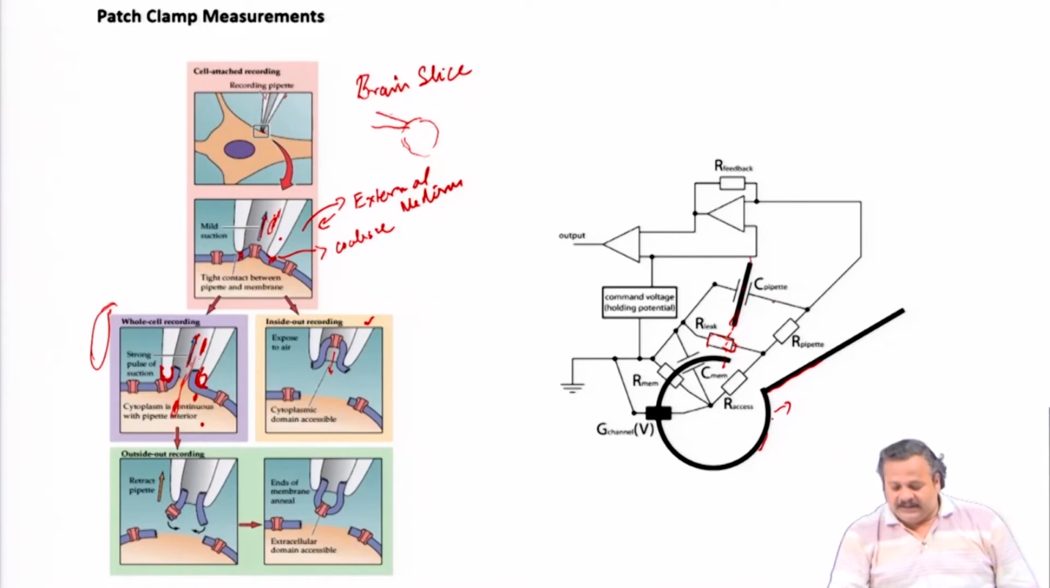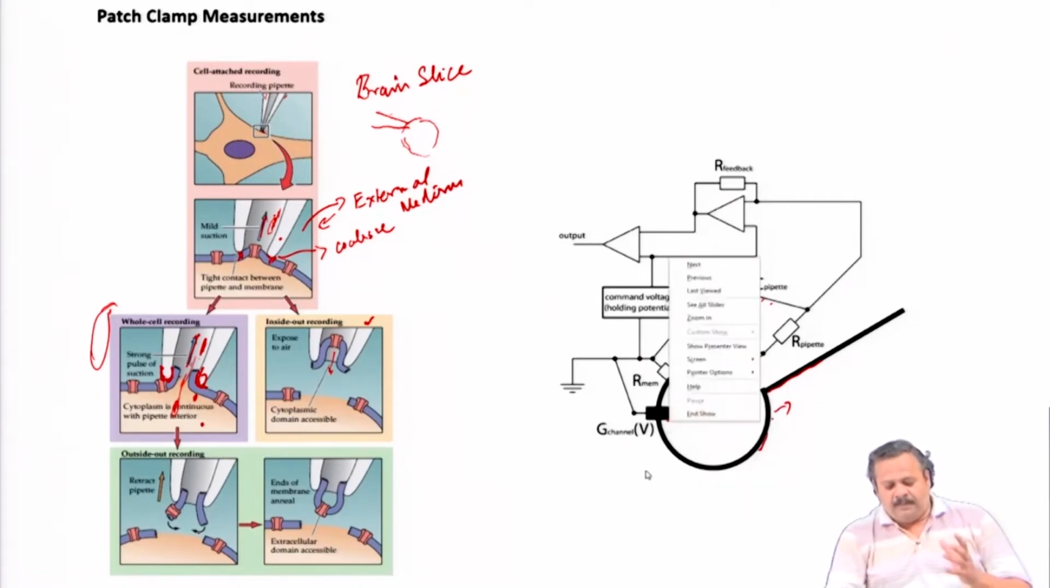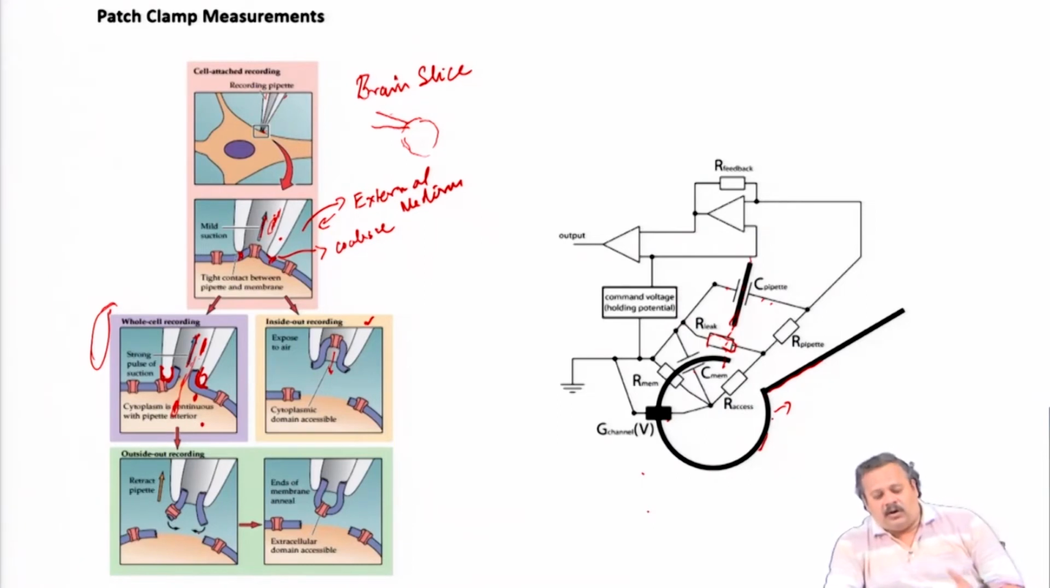There is a capacitance of the electrode also, and here is the membrane capacitance. These are the conductances of the channels, or the paths, or ion channels specifically, that allow current to flow through the membrane, and this is the external ground. On the side is what denotes the patch clamp amplifier.